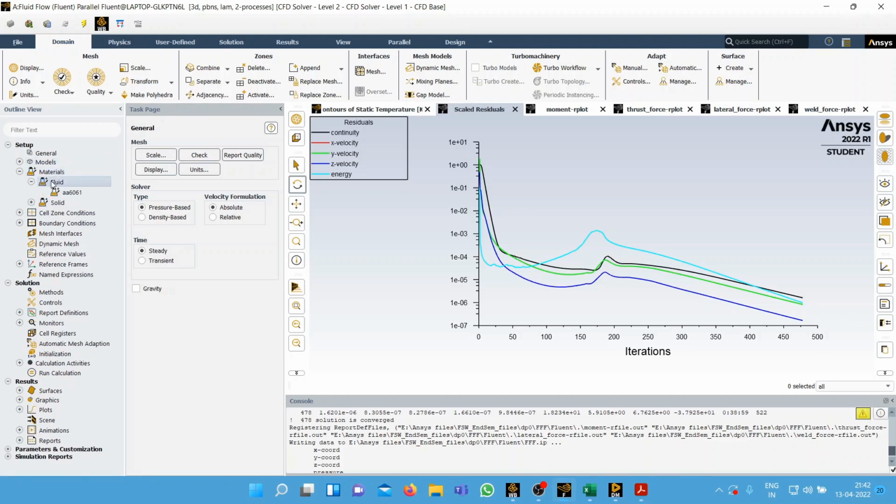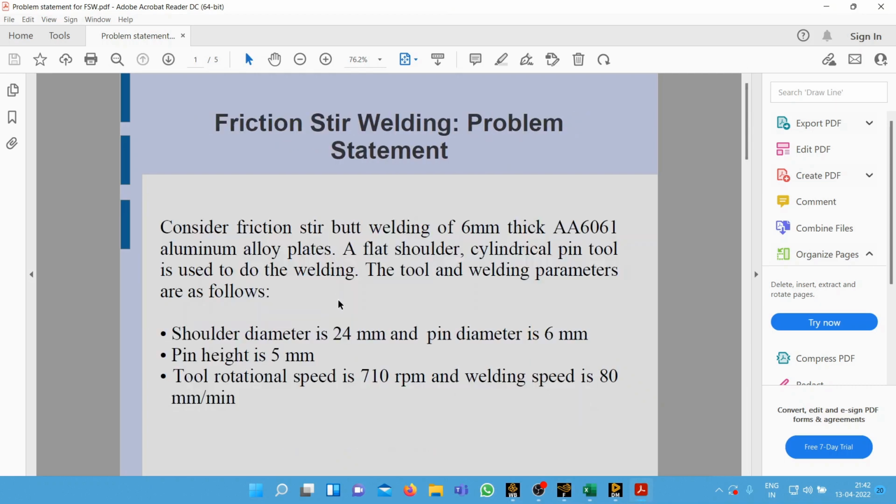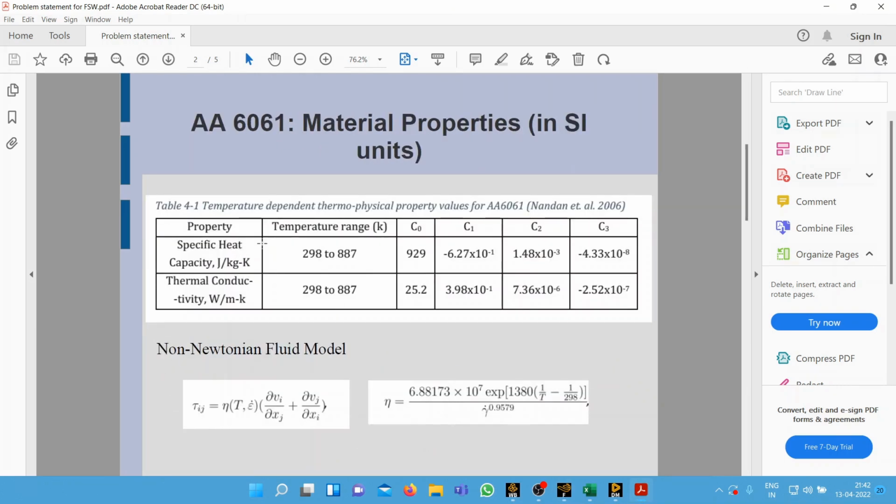In material I have specified the A6061 with all the properties. Here the density is constant, that is 2700 kg per meter cube, and the CP value, that is specific heat value, as I showed you earlier. Specific heat is a function of temperature, that is a polynomial function of temperature of degree 4. So here the 4 coefficients C0, C1, C2, C3 have to be provided.